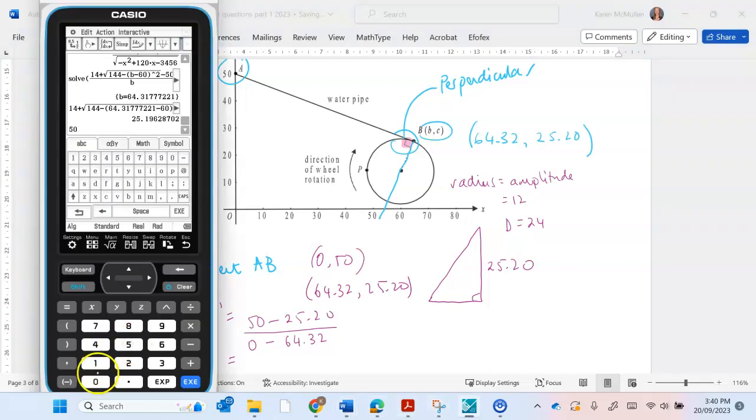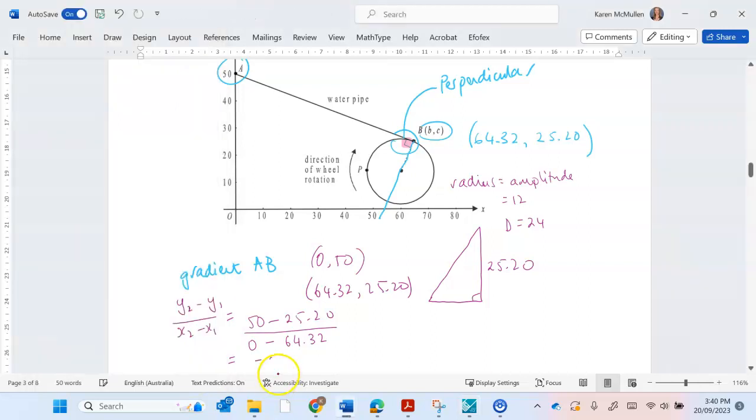All right, so 50 minus, and I'm just going to drag because more decimal places are always good. And then we're going to divide that by negative, and I should have that number up here. Cool, there it is. I'm just going to change it from standard to decimal. So negative 0.3856. I think we did that before, didn't we?